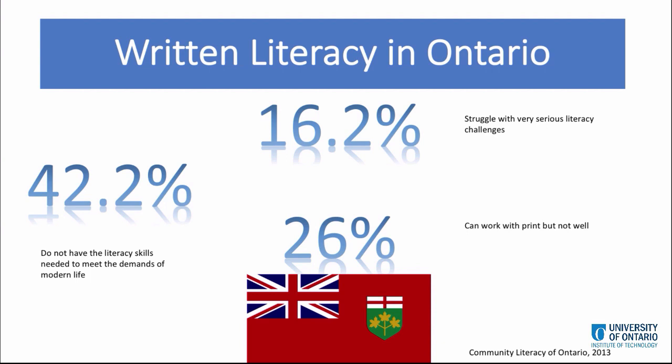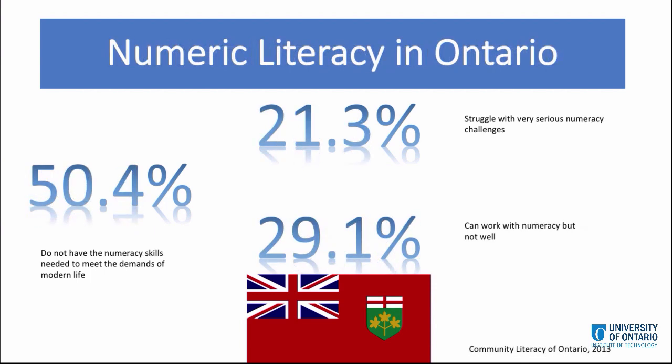They have difficulty with even the most basic written materials. Another 2.1 million people, or 26%, can work with printed information, but not very well. A further 1.8 million people, or 21.3% of working-age Ontarians, struggle with very serious numeracy challenges, and they have difficulty with even the most basic math. Another 2.4 million people, or 29.1%, can work with numeracy, but not very well. Despite the need, less than 5% participate in adult literacy programs.